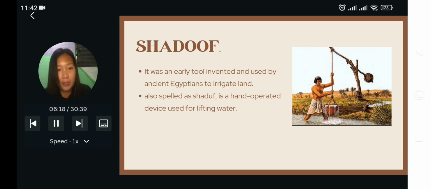The shadoof is a hand-operated device used for lifting water. It uses a counterweight, which is what helps lift the things that need to be lifted. Because of this invention, irrigation and farming became much more efficient. The shadoof is also believed to be an ancient precursor of more sophisticated irrigation tools.